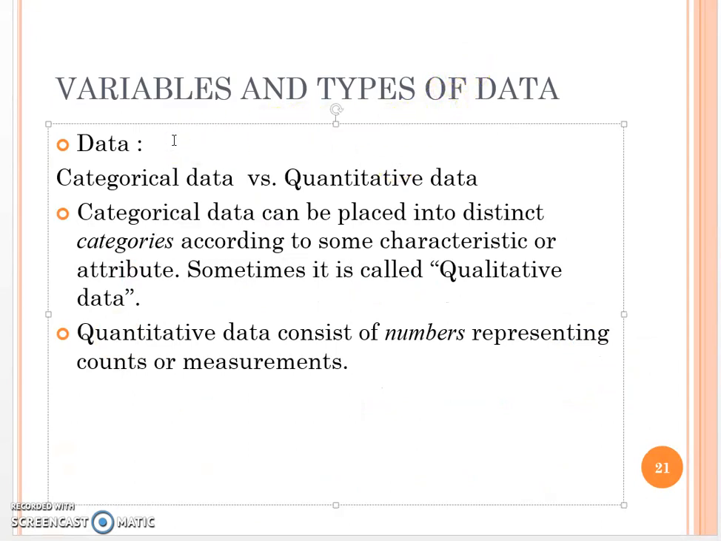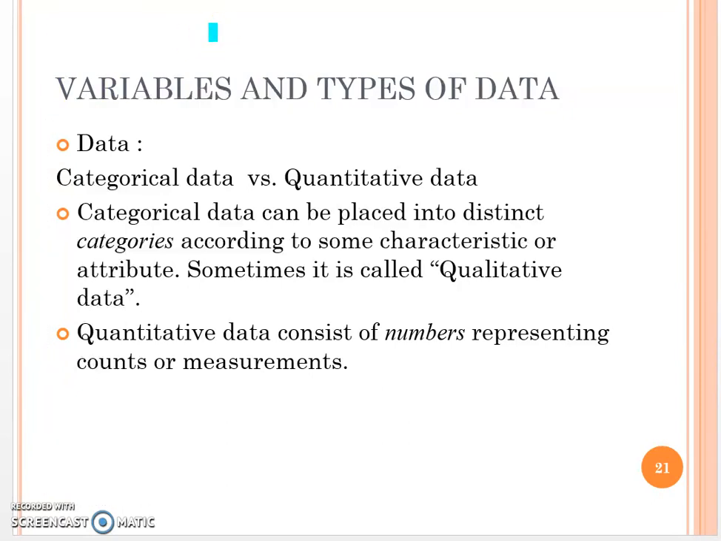Alright, next we're going to talk about data, the different classifications of data. First of all, data can be classified in two ways. One is called categorical, one is called quantitative. Categorical data can be placed into different categories. Sometimes it's called qualitative, so categorical is also called qualitative.